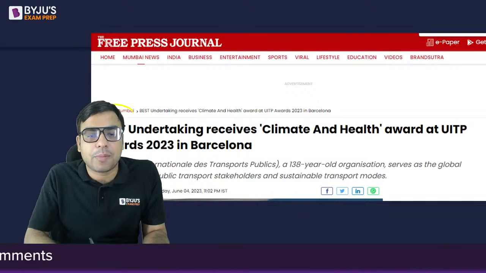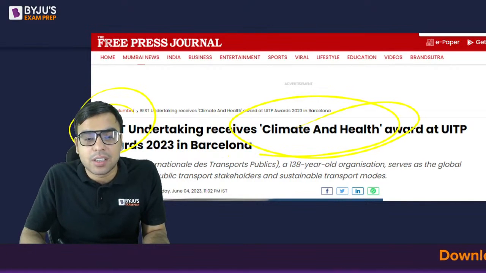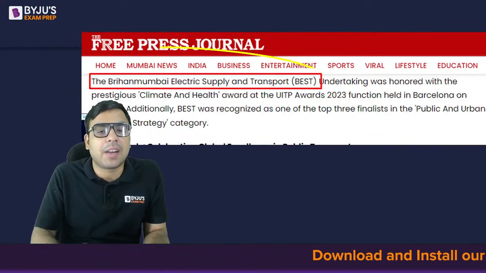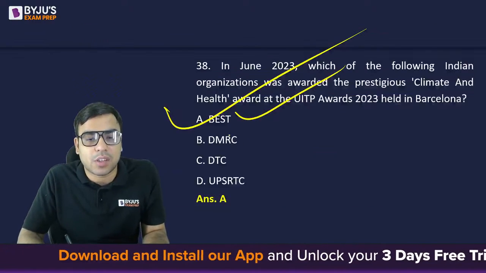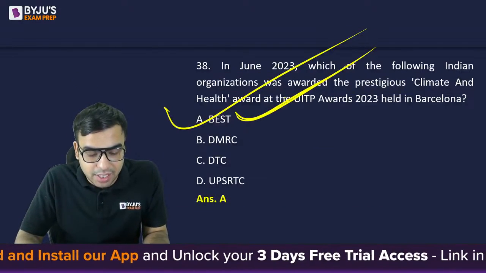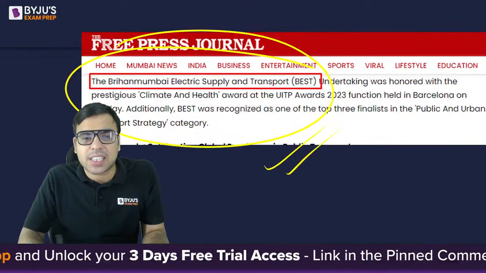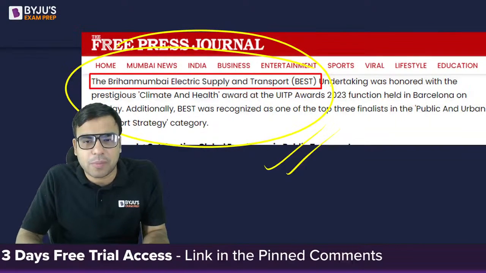तो आप देख सकते हो BEST Undertaking receives Climate and Health Award, so you should be knowing it. ब्रिहन मुंबई इलेक्ट्रिक सप्लाई एंड ट्रांसपोर्ट, so that is what you should be knowing. A is the right answer. Yes. BEST की buses वगैरह चलती है ना मुंबई. If you are from Mumbai and all, you should be knowing it.